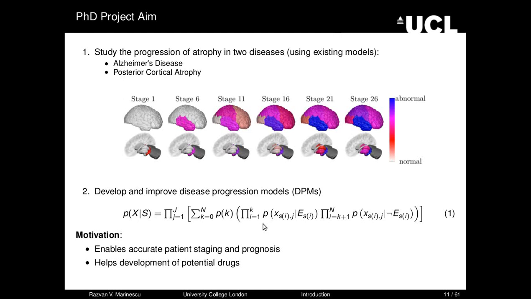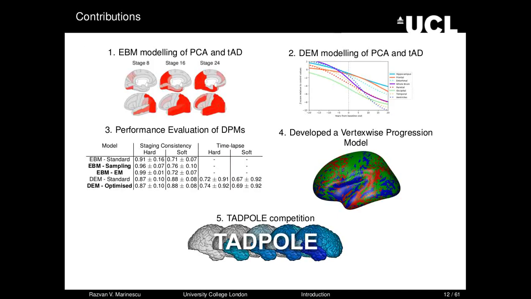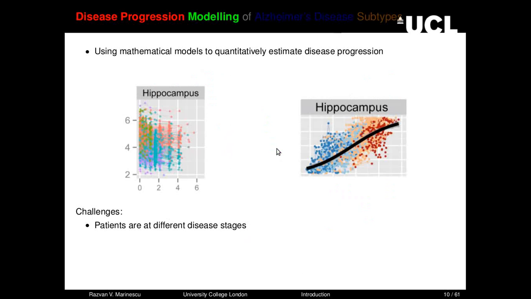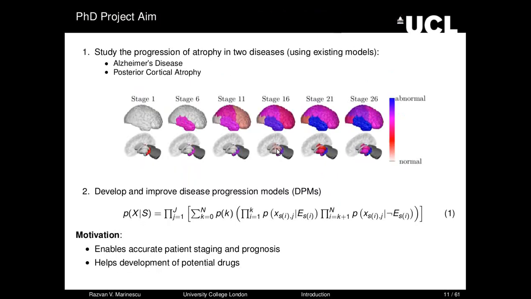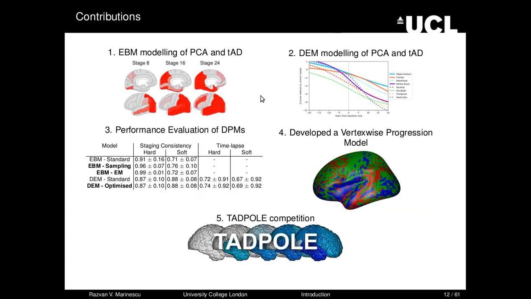And what we wanted to do was to get a picture like this, where we can see the order in which regions become affected by the disease, and how affected they become at different stages, where white represents regions which are normal, and the blue represents regions which are abnormal. And another aim of my PhD project was to develop and improve novel disease progression models, which usually involve some mathematics, as you can see in this equation.